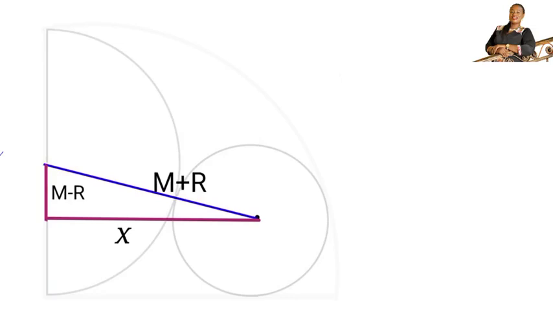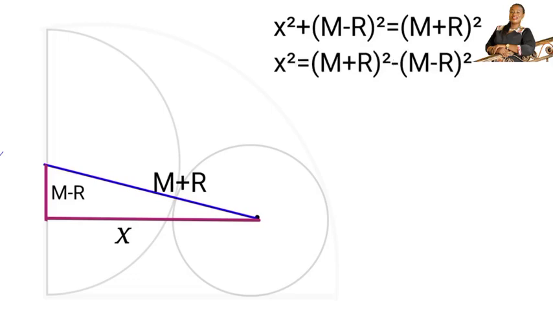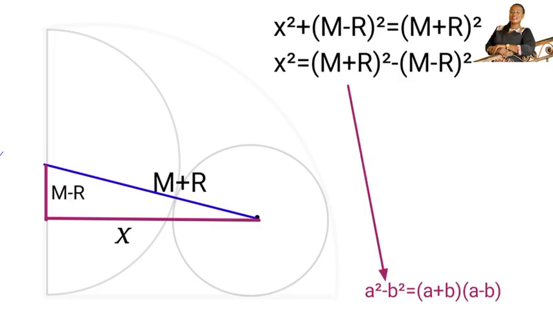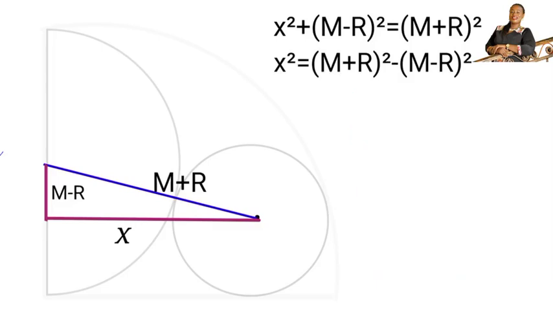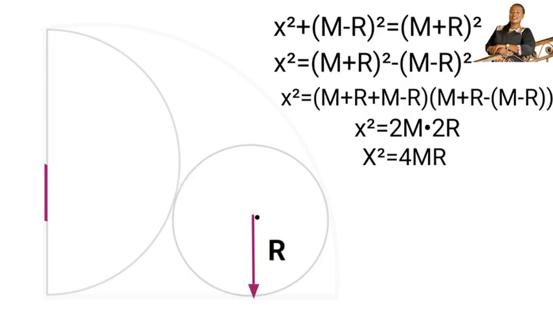So it will be x squared plus the bracket of m minus r squared equals the bracket of m plus r squared. X squared will be equal to bracket of m plus r squared minus the bracket of m minus r squared. Now we are going to apply this concept to expand it. When we expand it, we have bracket of m plus r plus m minus r times the bracket of m plus r minus m minus r. So x squared will be equal to 2m times 2r. Finally, x squared equals 4mr.